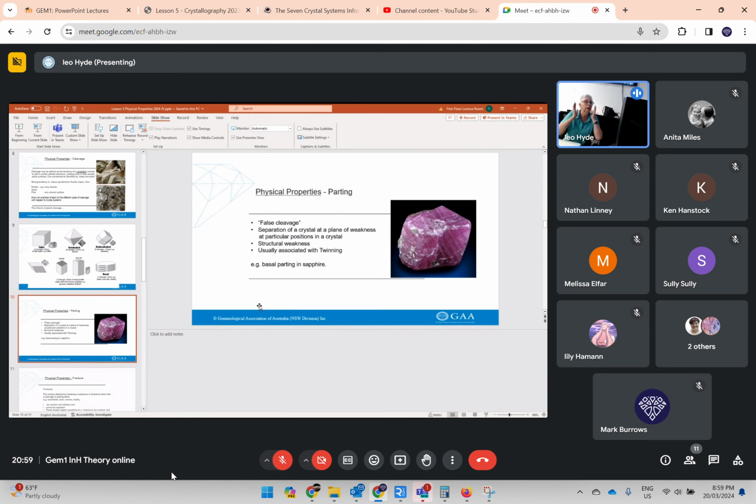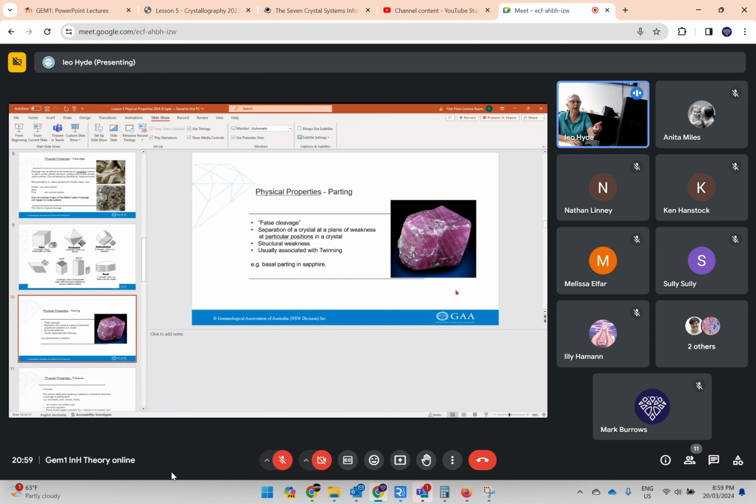So this was an example. This is parting. Parting means that if you've got twinning, that is a plane of weakness. It just so happens that the parting occurs in that plane. So if you've got lamellar or repeated twinning at those particular angles, you could have a plane of weakness.